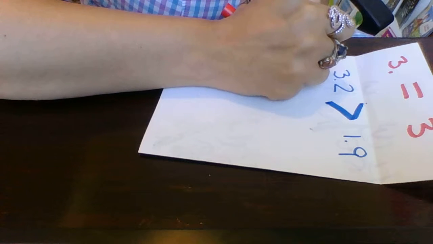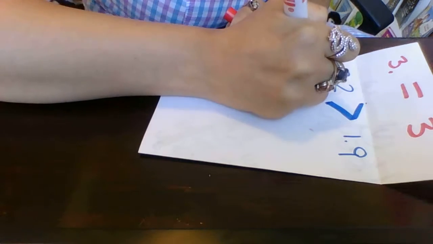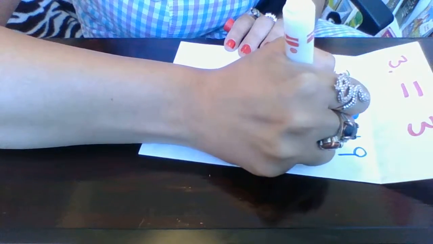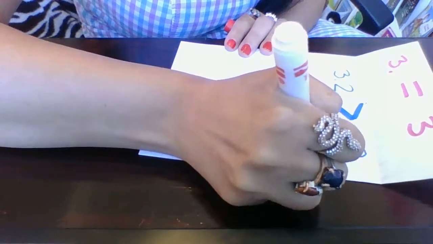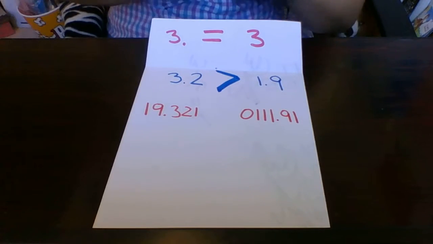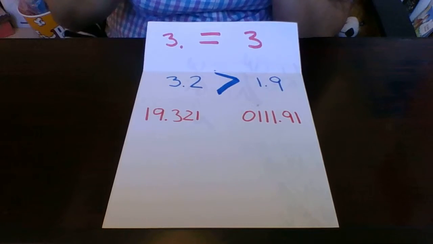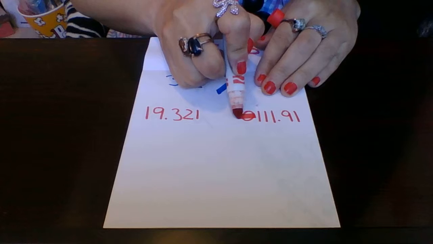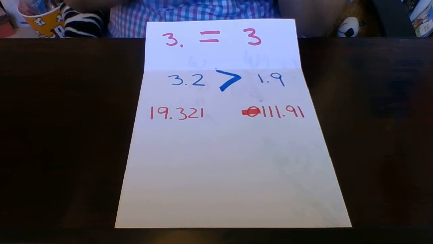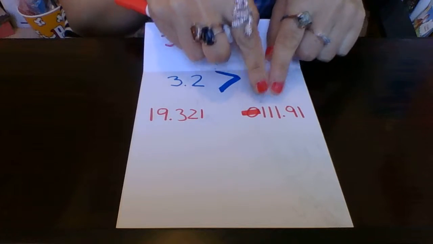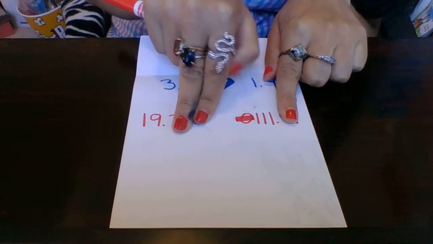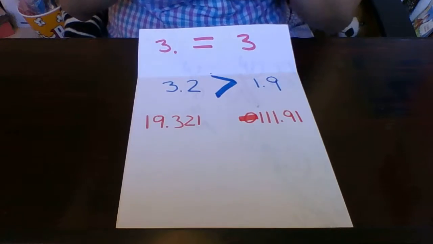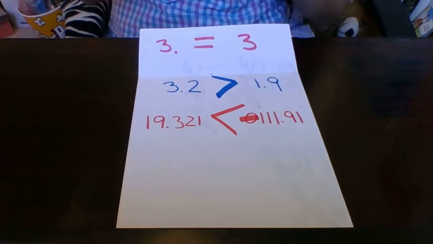Now, what about if I have something like 19 decimal 321, and over here on this side I have 0, 1, 1, 1 decimal 9, 1. So the first thing I notice is the 0 here. I can leave it there, but if I just want to make my life a bit simpler, I'm a pictorial learner, I want to take it out. Again, I look at the numbers in front of the decimal, so I just take this away. I've got 19, and over here I have 111. Which one's bigger, 19 or 111? 111, that means that side is bigger.